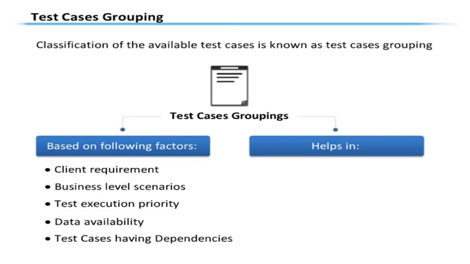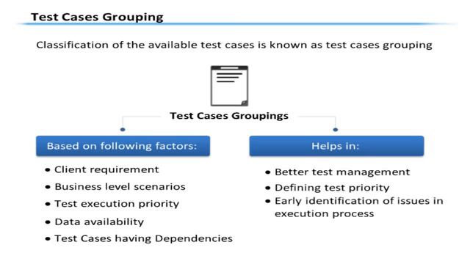Let's discuss the benefits of test case grouping. We believe it helps in better test management. As the test cases are already grouped, it helps in defining the test execution priority effectively. It also helps in early identification of any issues that may arise in the execution process. Thus, improvement in the overall efficiency of testing can be observed after the correct grouping of the test cases. Let's take a look at how we're going to set this up.